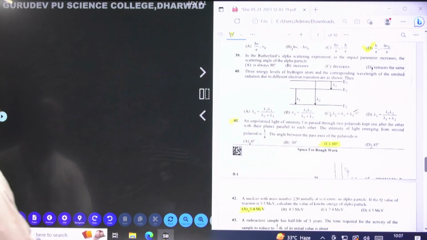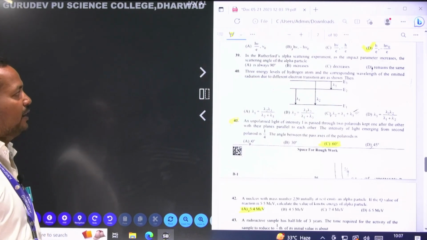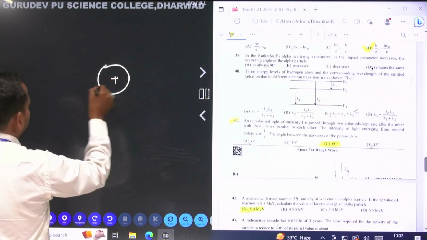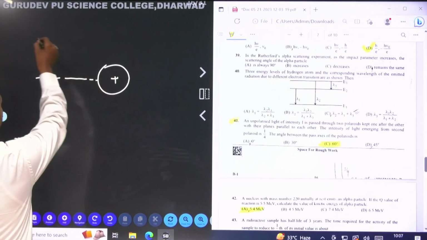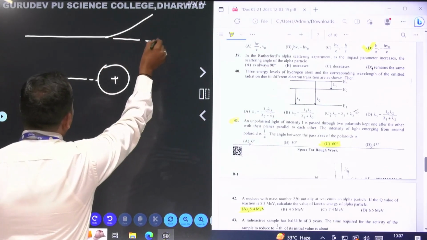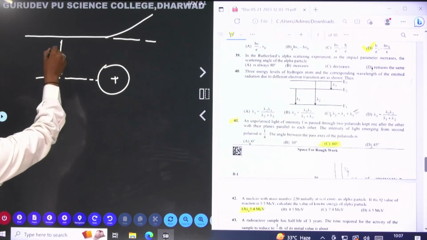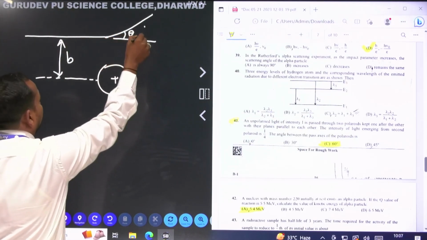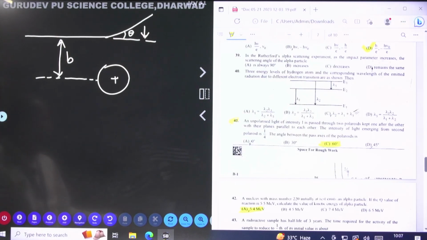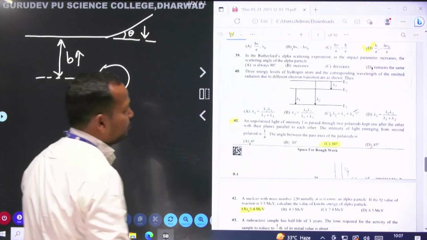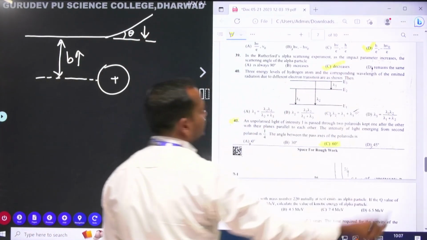39th question. In the Rutherford alpha scattering experiment, the impact parameter increases. So what is this impact parameter? This is the nucleus. This is the central line of the nucleus. This is the particle which is moving. Later it will deviate, right? So this is the impact parameter, that is b. If this impact parameter increases, this theta will decrease, right? This is the formula. This is quite a concept. So as the impact parameter increases, theta decreases. Therefore, the answer here is directly option C.